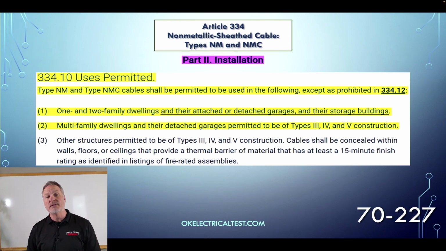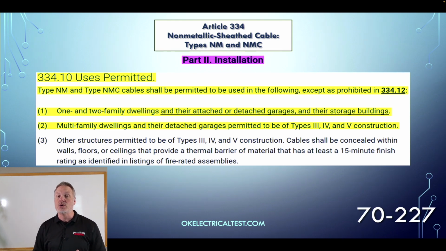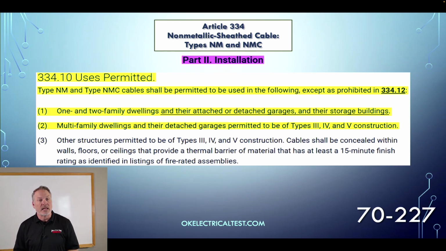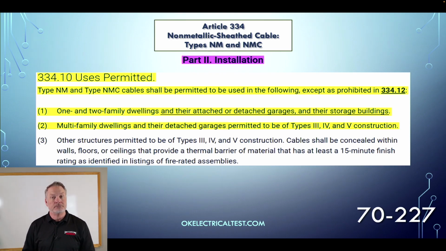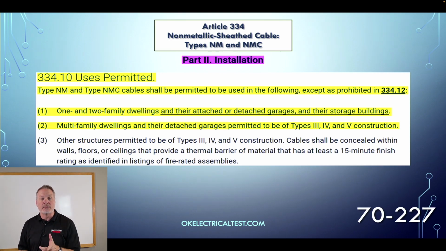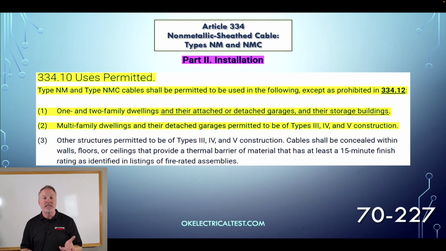Let's go to Article 334. This is non-metallic sheath cable type NM and NMC. And we're going to go to 334.10, uses permitted. It says type NM and NMC cables shall be permitted to be used in the following, except as prohibited in 334.12. Number 1 says 1 and 2 family dwellings and their attached or detached structures and their storage buildings.